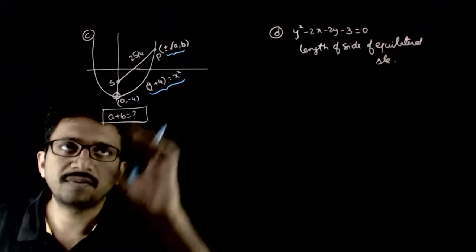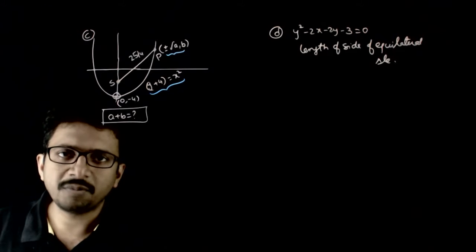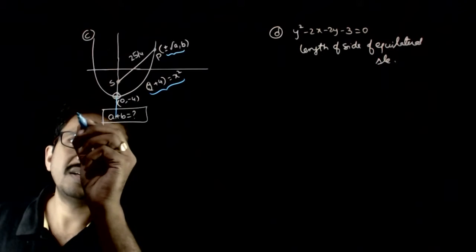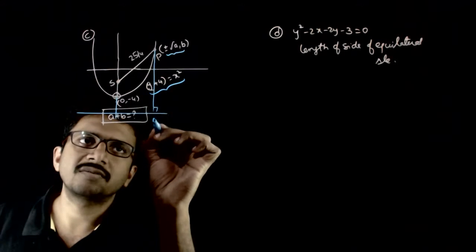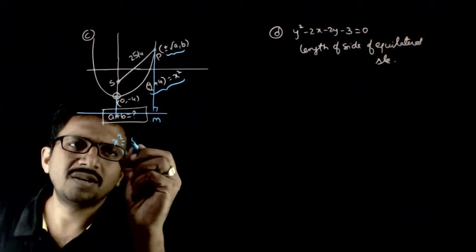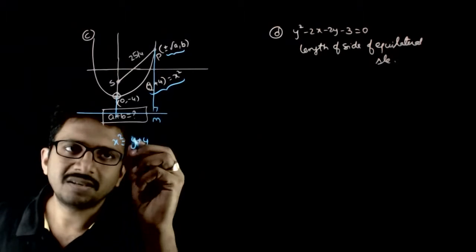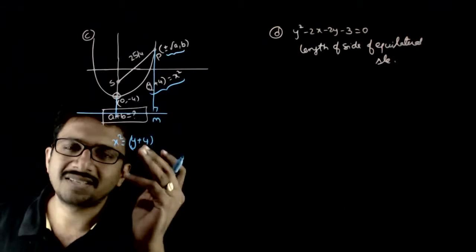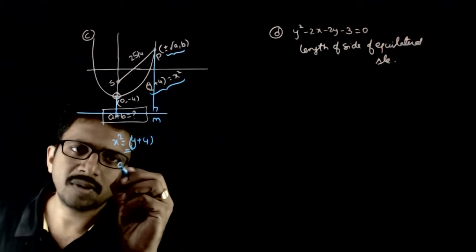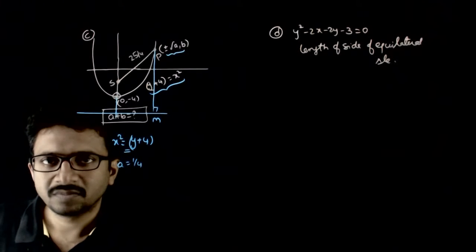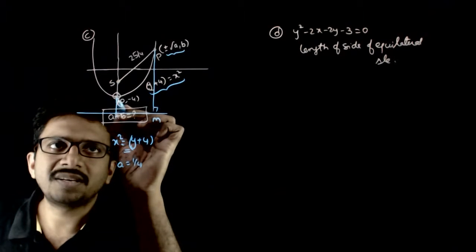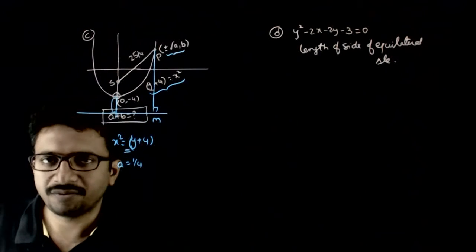Whenever we have a question on focal distance, we have a standard formula, which says that the focal distance SP is equal to the distance of this point P from the directrix. So what is the directrix of this parabola? x square is equal to y plus 4. This is obviously a vertical parabola with vertex at 0 comma minus 4. And for this, 4a is equal to 1, so a is equal to 1 by 4. The distance between the vertex and focus is 1 by 4 units. Hence, the distance between the vertex and directrix is also 1 by 4 units.